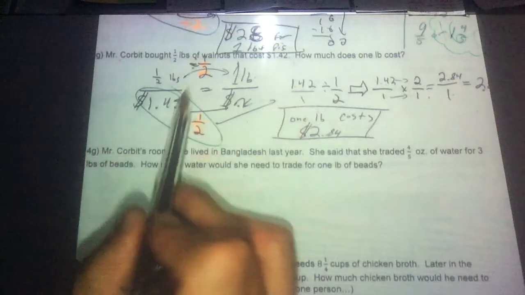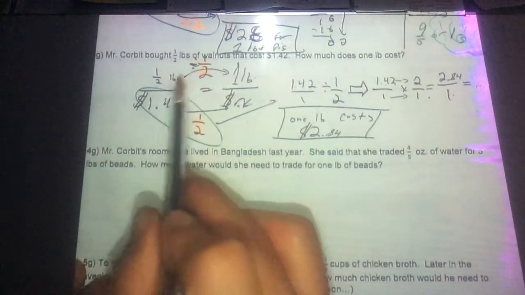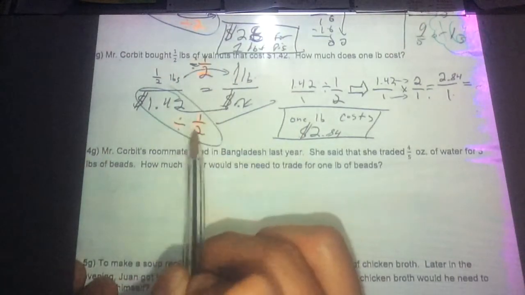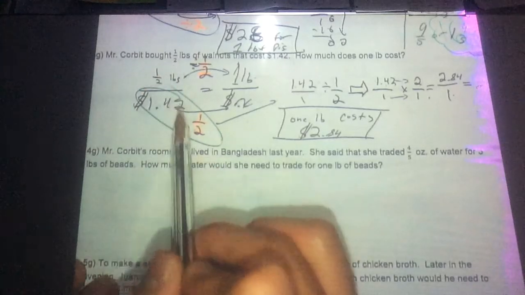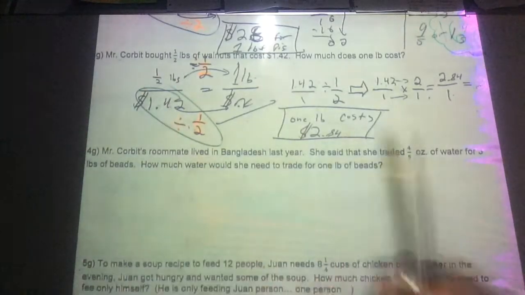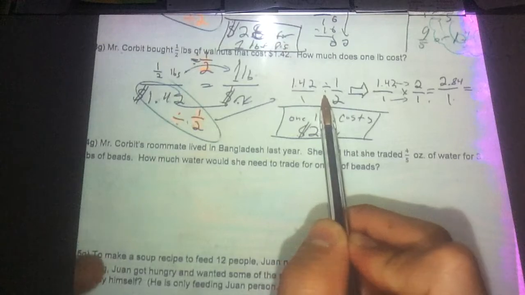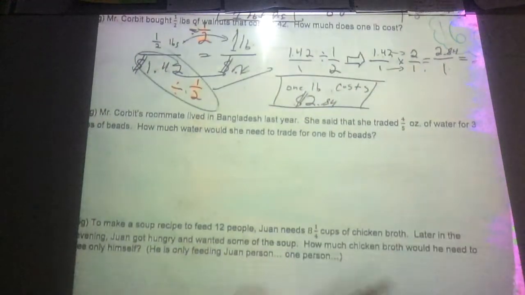In summary, I set up the proportion, divided by this number to get 1. I had to do the exact same thing in the same fraction, the denominator, and then I used my multiplying and dividing rules over here to come to an answer.